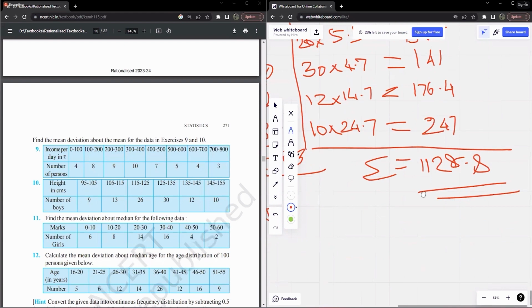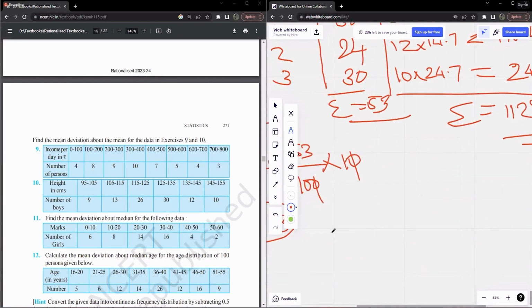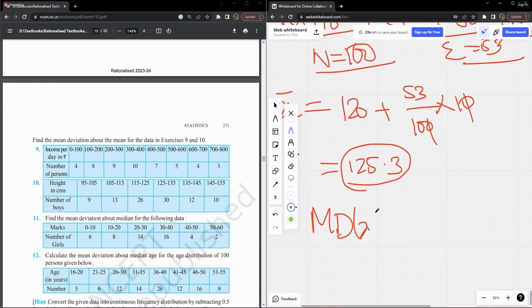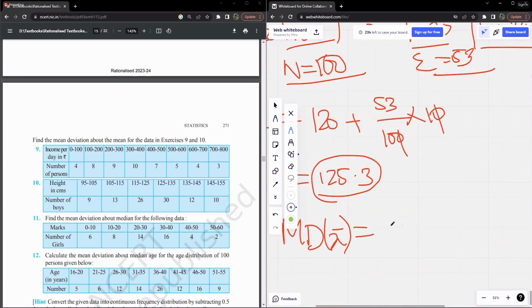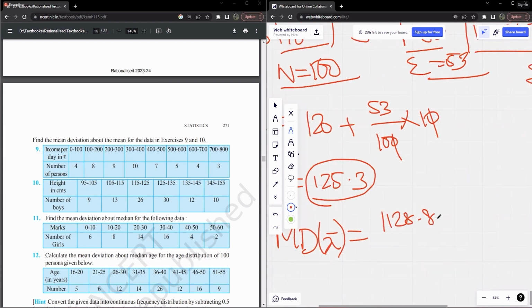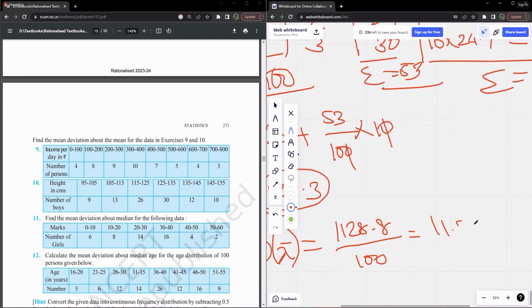All right. So this is 1128.8. Therefore, the mean deviation above the mean is going to be 1128.8 divided by 100. That is going to be 11.288.